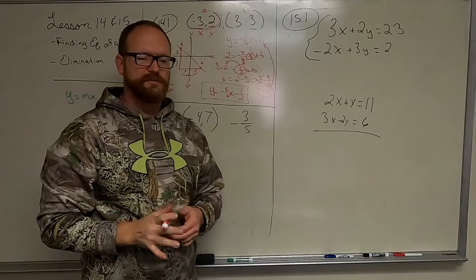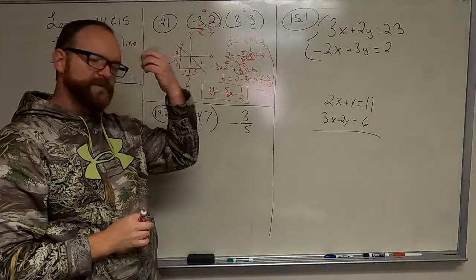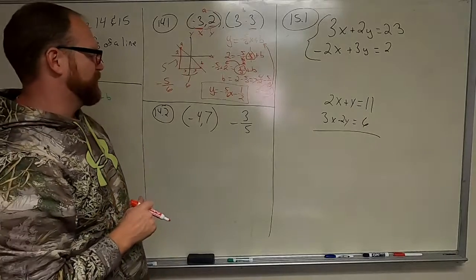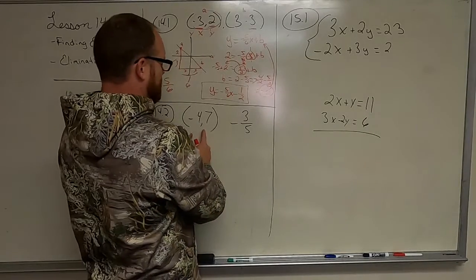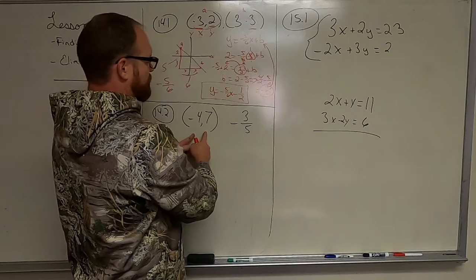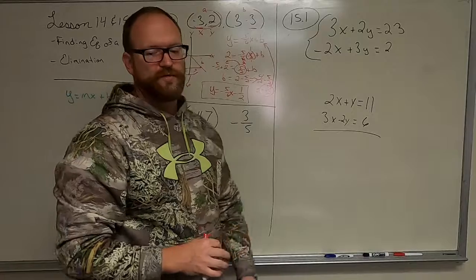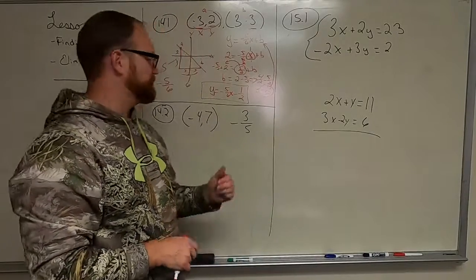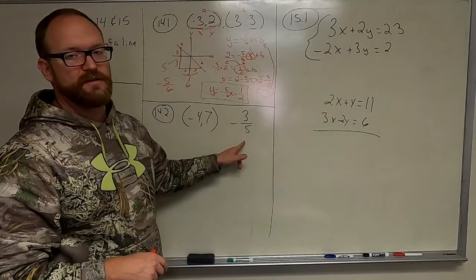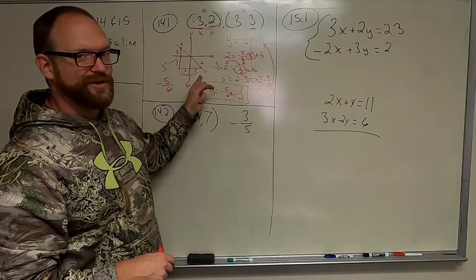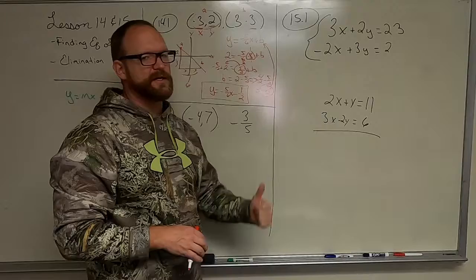Okay, so let's look at 14.2. Now 14.2 is a little different. Matter of fact, it's a little easier. They take some of that guesswork out for us because they only give us one ordered pair, and they give us the slope. You can read that in 14.2. Find the equation of the line that passes through this point. It has a slope of negative 3 over 5. So we don't have to go through the hassle, if you want to call it that, of finding the slope. They already give it to us.